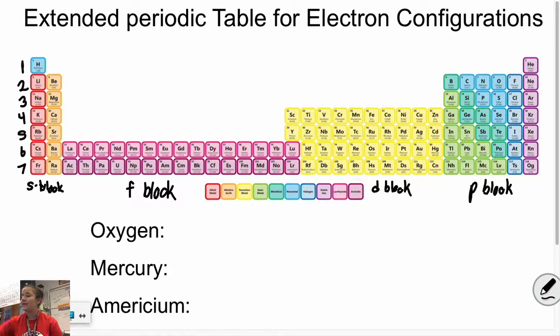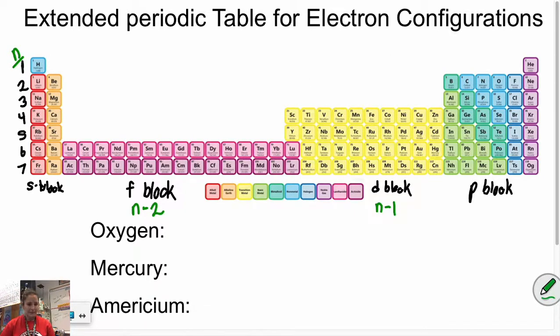However, for the F block, the F block actually fills in at a lower energy level. So when you're filling in the F block, it's always going to be n minus 2. Again, these values over here are your n values. For the D block, it goes down one energy level, just because of how stable and complicated they are. They will always be n minus 1.